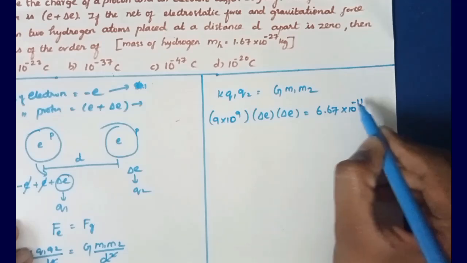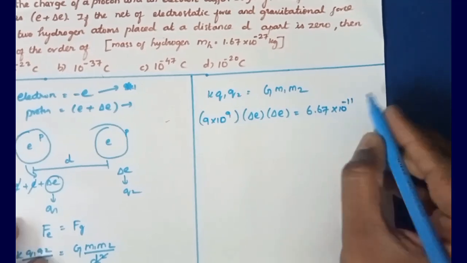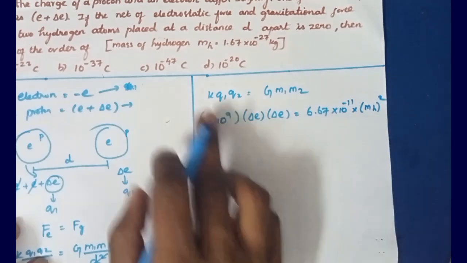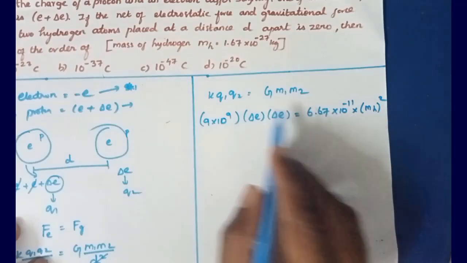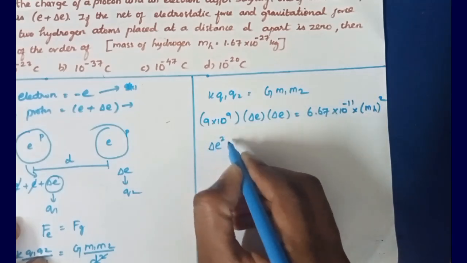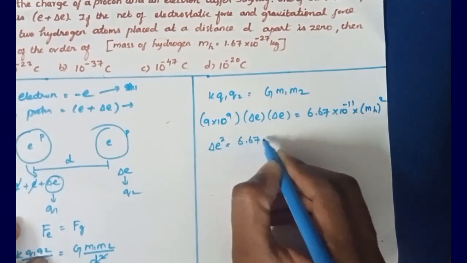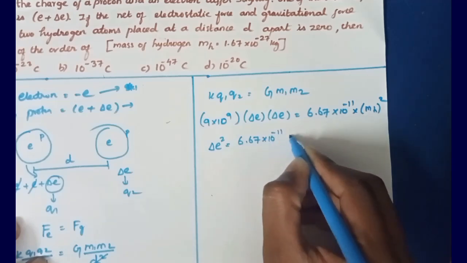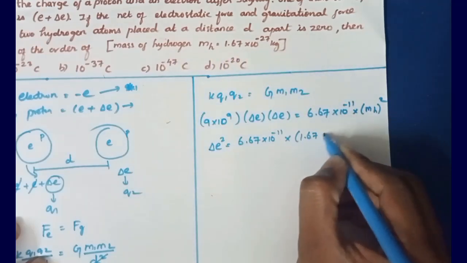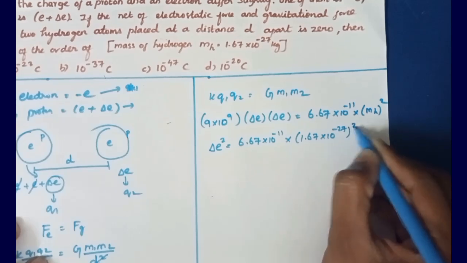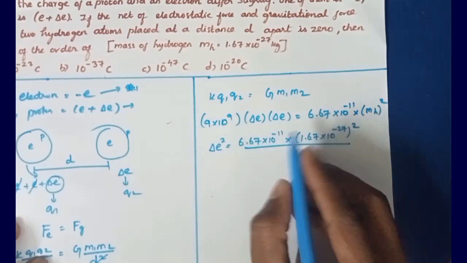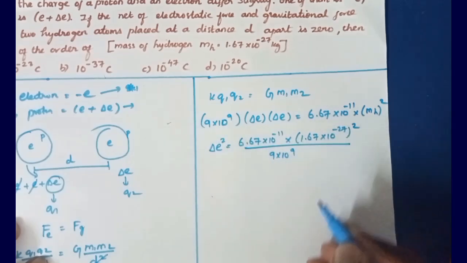Instead of m1 and m2, I can write the mass of hydrogen atom whole square. This value is given in the question. To find del e, we get del e square equal to 6.67 into 10 power minus 11, times the mass of hydrogen atom, 1.67 into 10 power minus 27, whole square, and I take the value of k to the denominator, so 9 into 10 power 9.